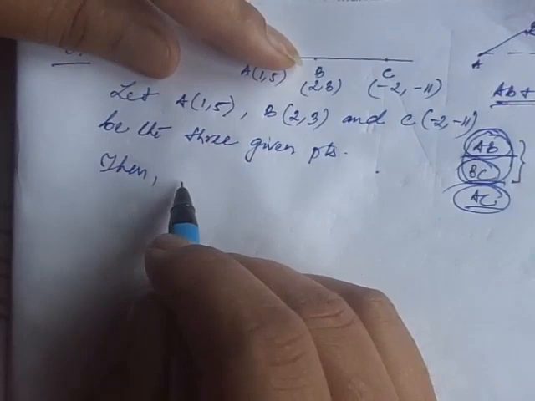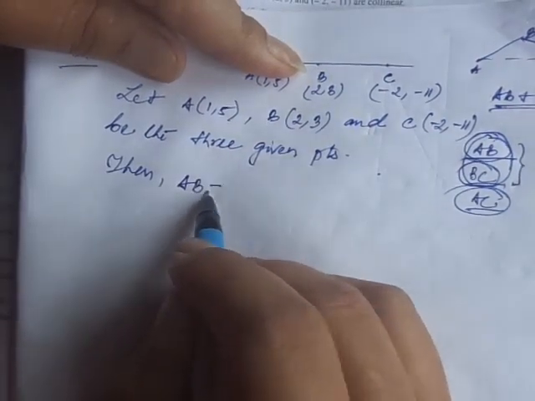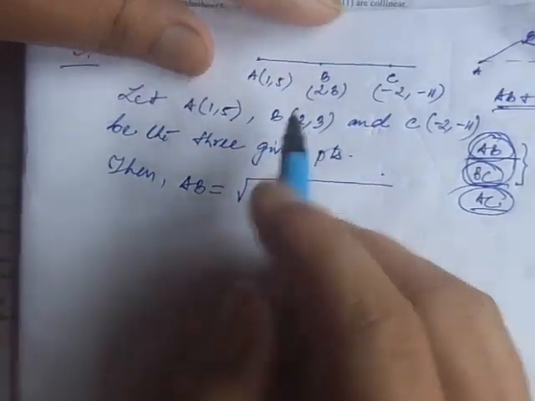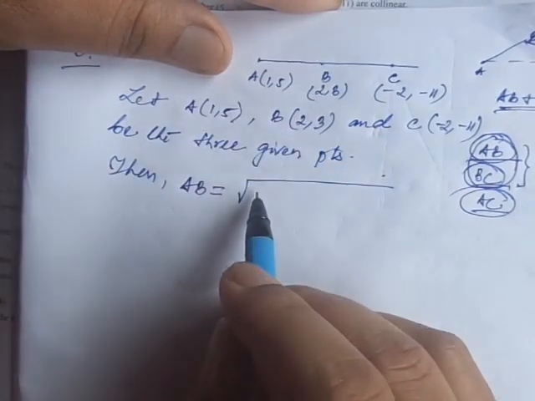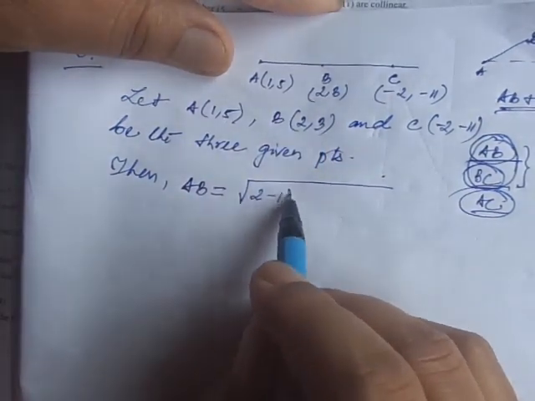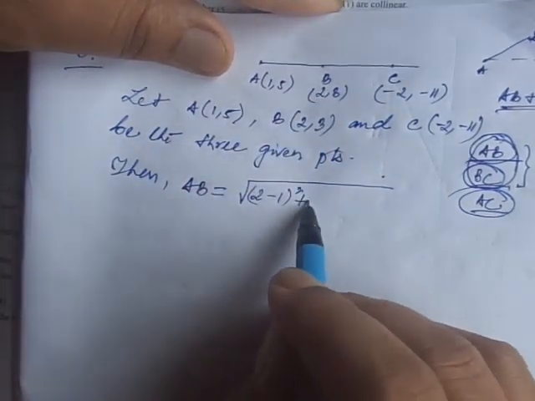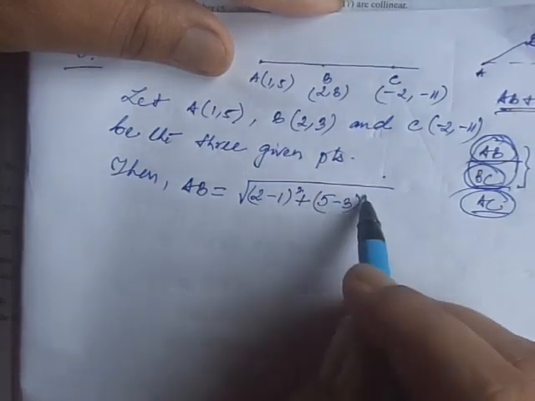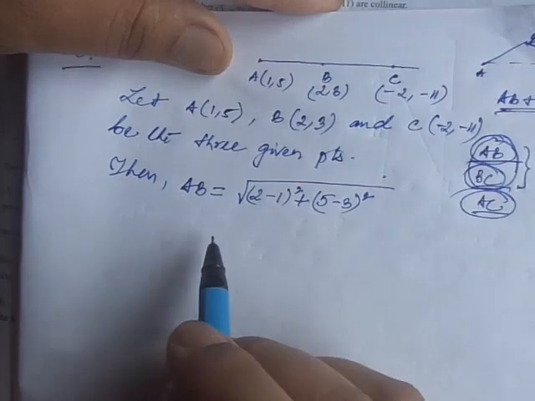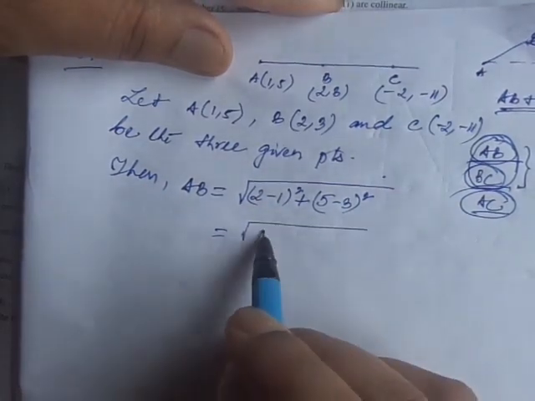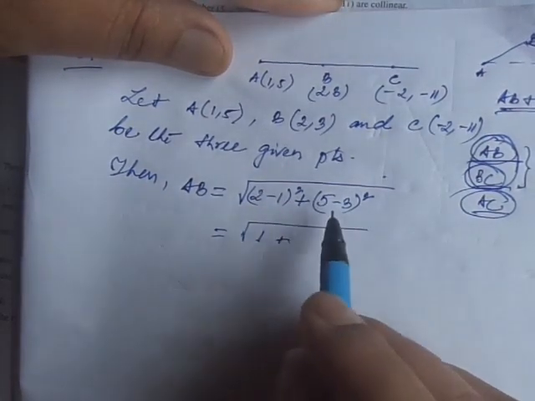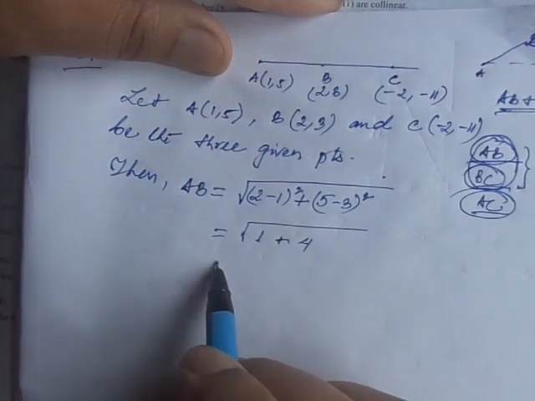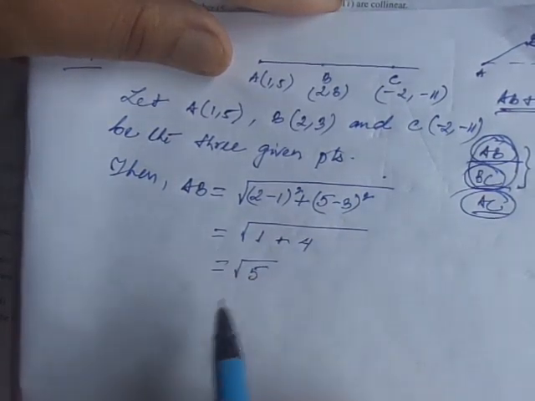AB, let's find out AB. AB is equal to the square root of the difference of x squared, so (2 minus 1) whole square plus (5 minus 3) whole square. So here 1 square is 1 plus 2 square is 4, so we get root 5.